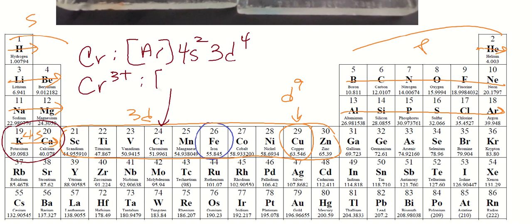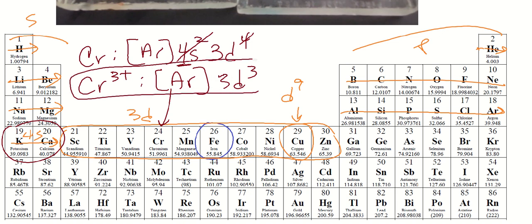Okay, so if we were to remove 3 electrons from here, again, you've got to remove the highest n first. So these guys are gone. Those 2 are gone. And then you've got to remove one of those. So your answer is going to be 3d3. All right, so there's your electron configuration for the chromium 3 plus cation. Now you can see that has a partially full d orbital.